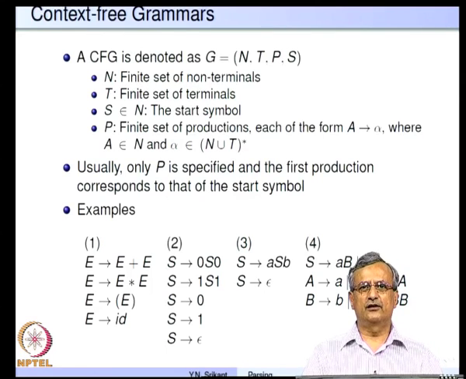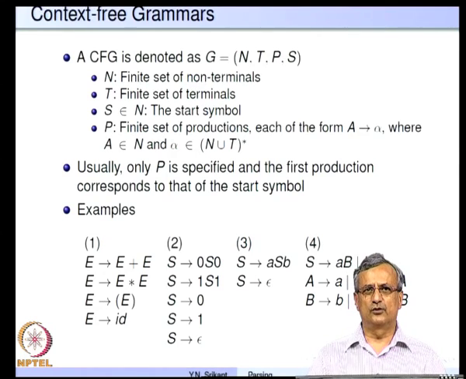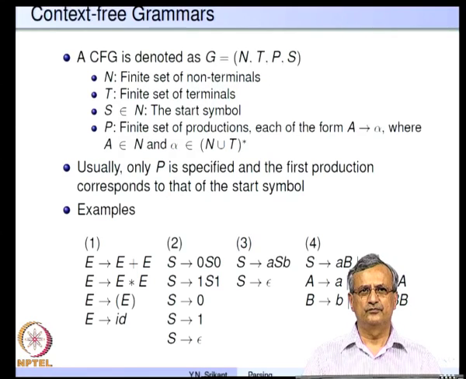So, let us define a context free grammar. A context free grammar is denoted as G equal to a quadruple N, T, P, S, where N is a finite set of what are known as non terminals or variables, T is a finite set of what are known as terminals. These are the terminals I mentioned in lexical analysis, which would correspond to the tokens. So, tokens of a lexical analyzer are the terminals of a context free grammar.